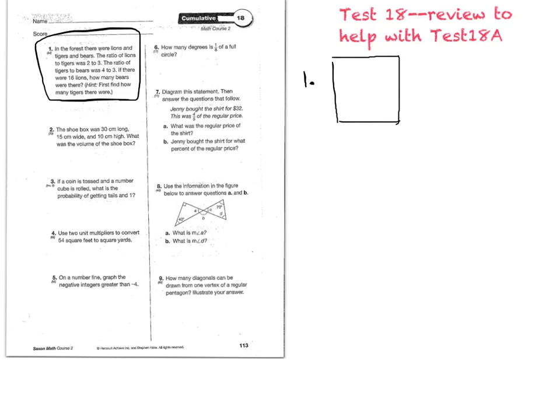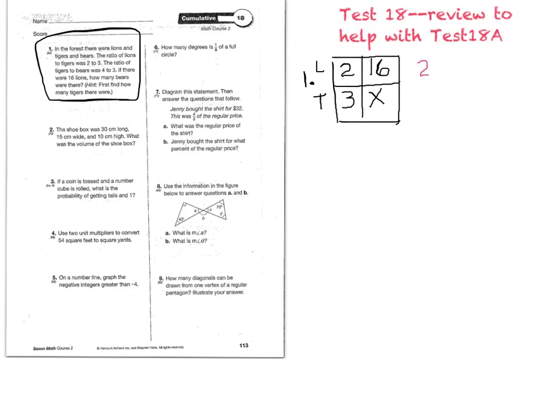It says, in the forest there were lions, tigers, and bears. The ratio of lions to tigers was 2 to 3. Lions, tigers. Set up your ratio box. Lions to tigers, 2 to 3. Now, it said there are 16 lions. Sometimes you have to go back to the problem a couple of times. 16 lions. How many tigers are there? We don't know. So to be able to solve this problem, we have to do this first step.